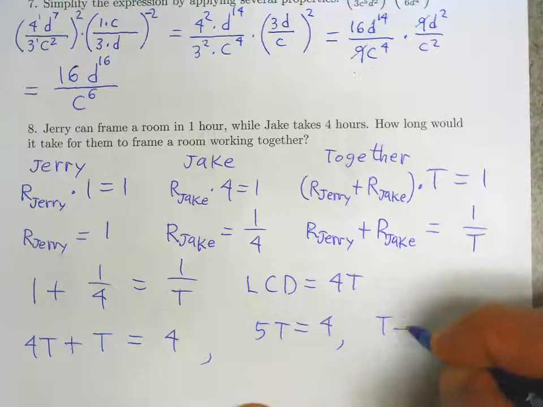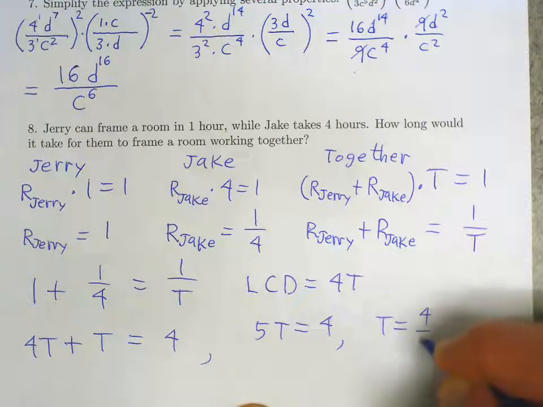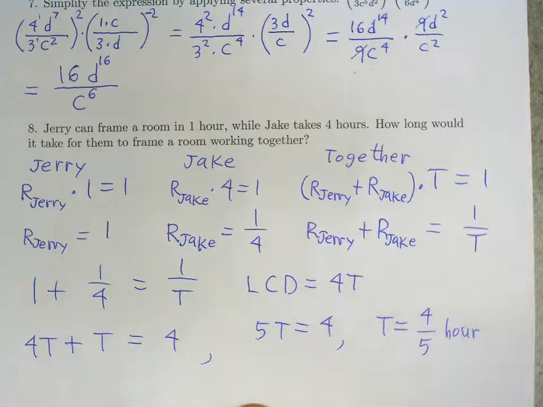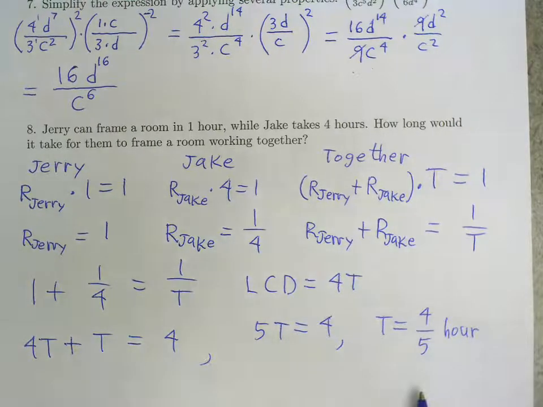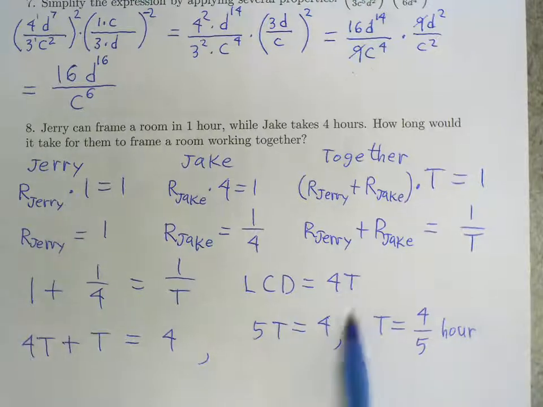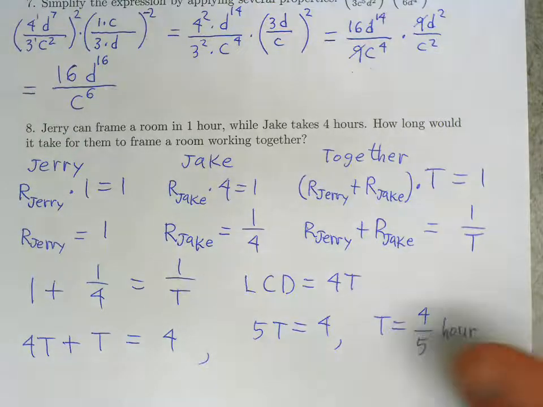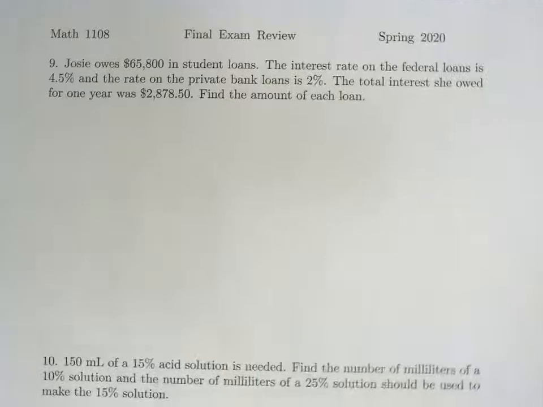And when they work together, they can frame one room in 4/5 of an hour. 4/5 of an hour is equivalent to 48 minutes, but we'll just leave the units in hours. Here we have a couple more word problems.